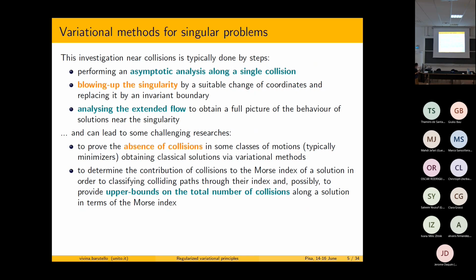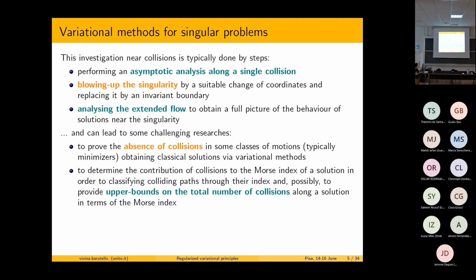And so now you have your candidate to be a solution. What do you do near collisions? You make an asymptotic analysis. You make a blow up. To make a blow up, what does it mean? It means that you look near the collisions and you make the picture bigger and bigger. This is to make a blow up analysis.